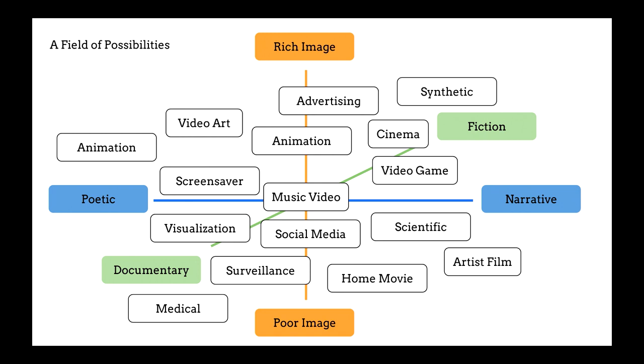And indeed, there are three vectors that I'd like us to consider when we look at an image that is moving. The first vector would be to distinguish between a rich image and a poor image, and that is in terms of resolution. Is it a very clear, crisp image, or is it kind of blurry and rough and maybe copied and compressed multiple times? And on the left and right axis, you have this distinction between a poetic approach to image making and the narrative approach to image making. And we'll unpack that more in the lecture as well.